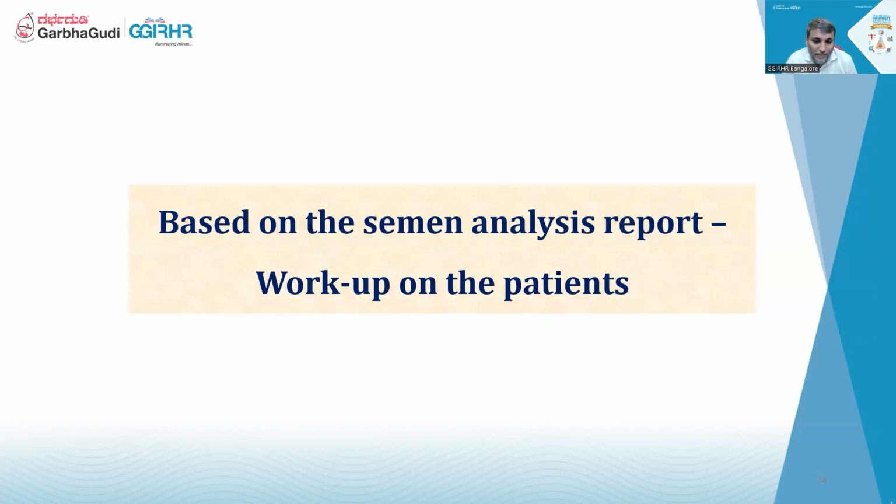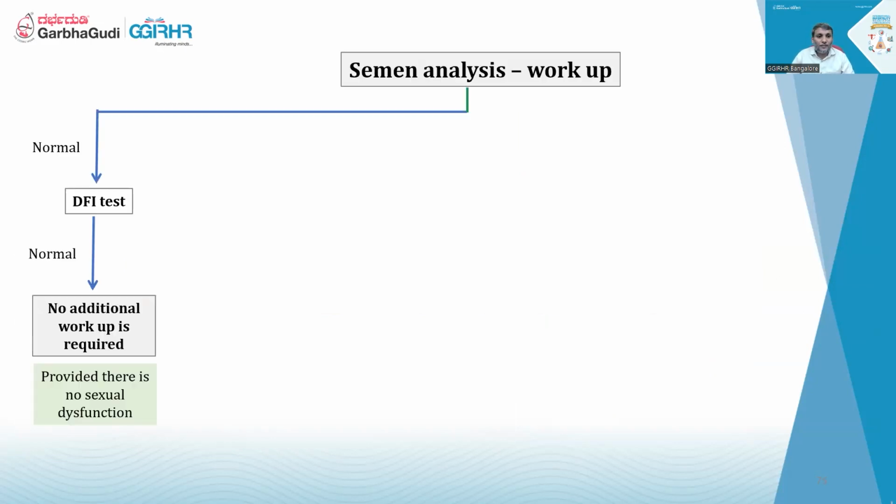Now I will summarize how you can do workup on the patients based on the semen analysis report. If the semen analysis report is normal, the second line of investigation will be DFI, the DNA fragmentation test. If DNA fragmentation is also normal, no additional workup is needed, provided his history is proper, meaning there is no sexual dysfunction.